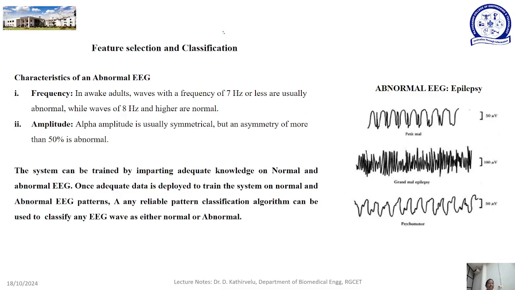Next, once all the features are extracted, we have to select those important features which are of clinical importance in diagnosing pathological conditions from an EEG. They have to be given to a system which is trained to classify it as a normal or abnormal EEG. So what are the characteristics of an abnormal EEG? Frequency: as we discussed earlier, any waveform having frequency less than 8 Hz, that is 7 Hz or less, is an abnormal condition, while any waveform having frequency greater than 8 Hz is regarded as normal.